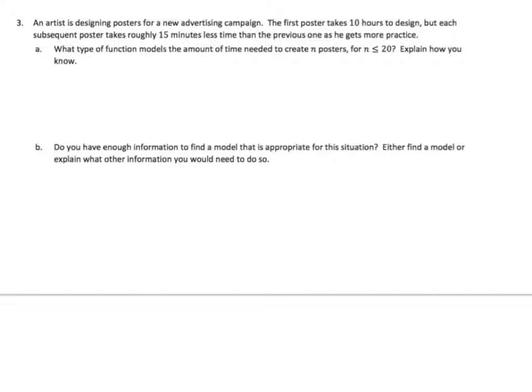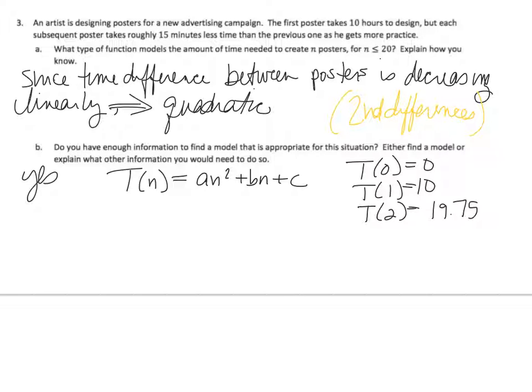Okay, go ahead and read it. I'm going to push pause, and then we'll talk through it briefly. All right, an artist is designing posters for a new advertising campaign. The first poster takes 10 hours to design, but each subsequent poster takes roughly 15 minutes less time than the previous one as he gets more practice. What type of function models the amount of time needed to create posters for time is less than or equal to 20? Explain how you know.